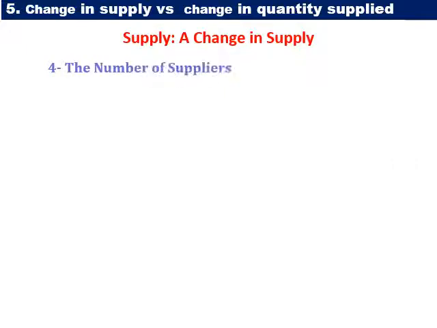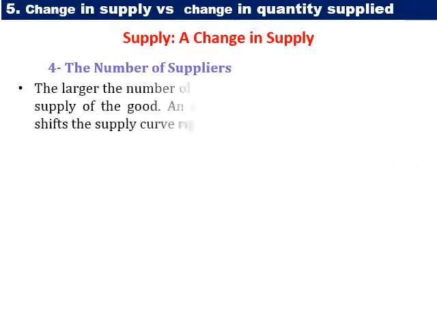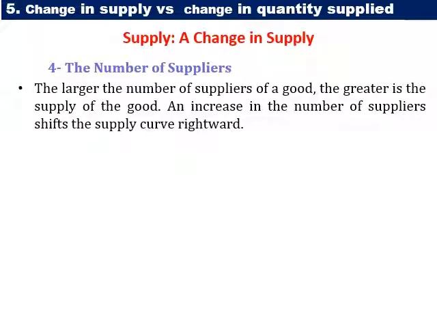The fourth factor that will lead to a change in the supply is the number of suppliers, where the larger the number of suppliers of a good, the greater is the supply of this good, and we will have an increase in the supply. In this case, the supply curve will shift to the right.